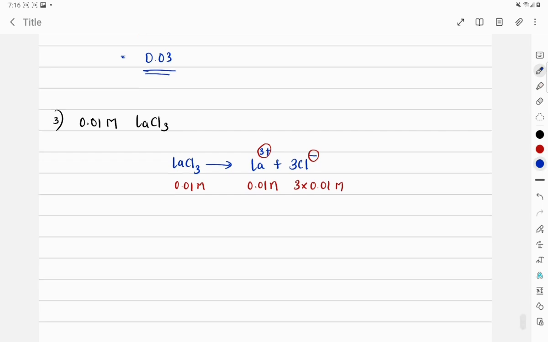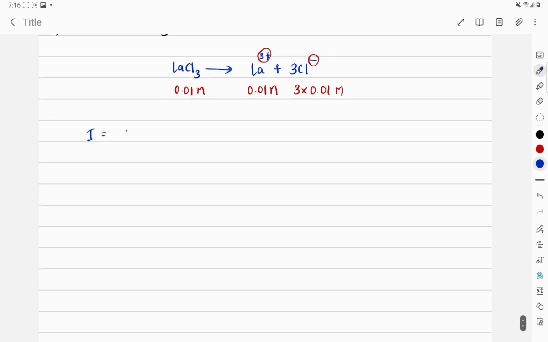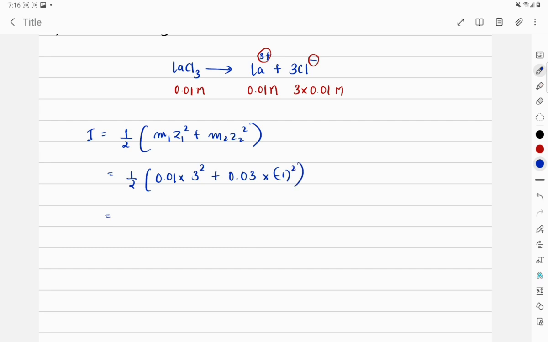Now again we are going to substitute in the main equation. So ionic strength I is equal to half into, again two species, so M1Z1 square plus M2Z2 square. So we have half into 0.01 into Z square is 3 square plus, for M2 it is 0.03, into what is Z square, minus 1 whole square. That is going to be half into 3 square is 9. 9 into 0.01, you are going to get 0.09, plus minus 1 square is 1, into 0.03, you will get 0.03 itself.